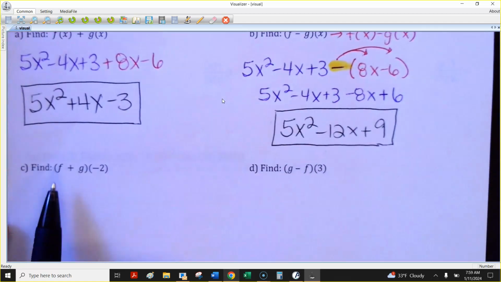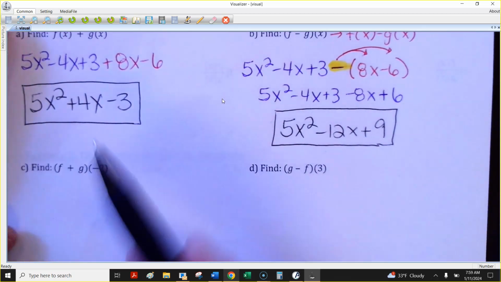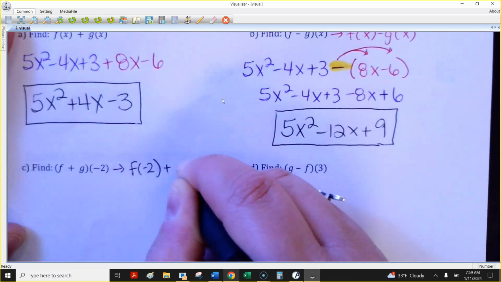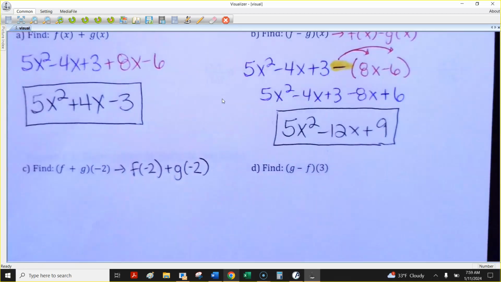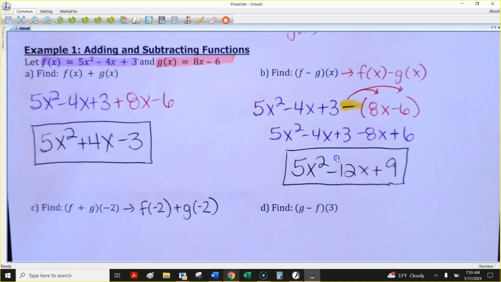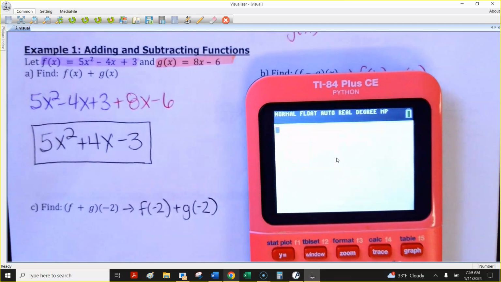So same functions here. What this means, we're going to take f of negative 2 plus g of negative 2. So this is really similar to what we were doing in our last lesson, where you're just going to plug in those values and figure out what they are. All right, and of course I've got my functions off the screen, so I'm going to pull this and move this. I'm just going to grab my calculator. You might want your calculator for a couple of these problems.